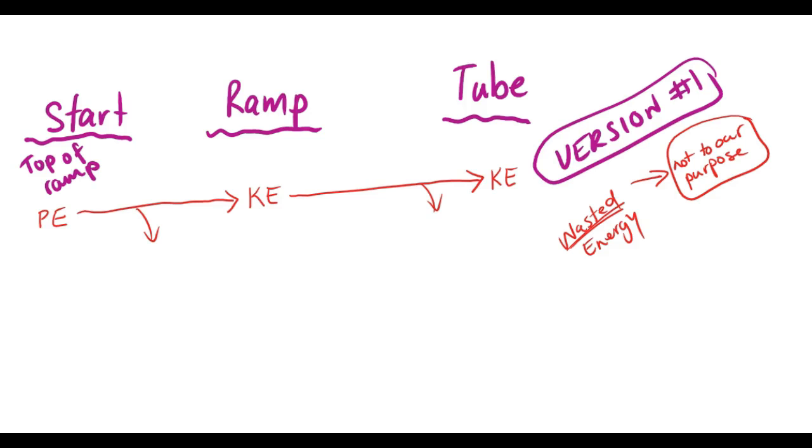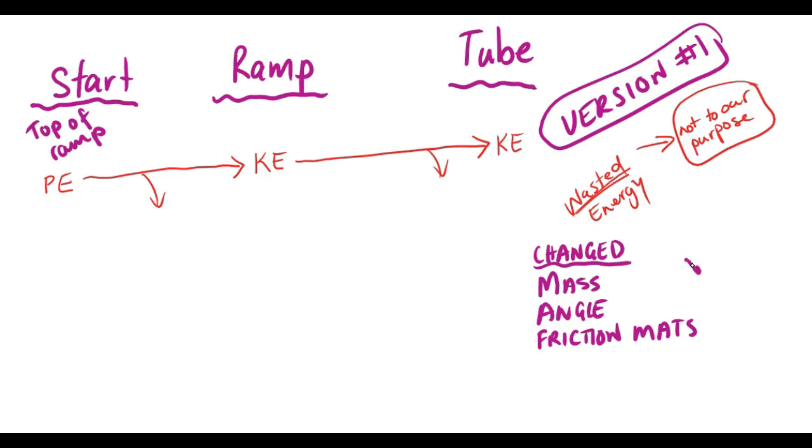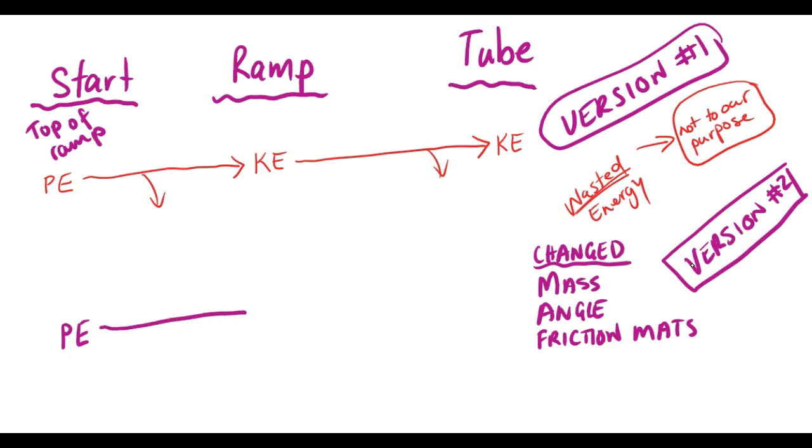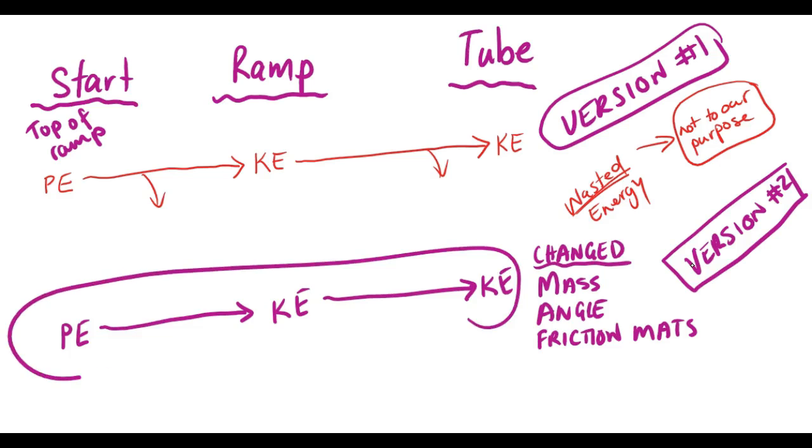However, we then went and changed something. So for version 2, you were asked to then change something. You were asked to either change the mass of the marble, change the angle of your ramps, or change whether or not you had some friction mats in there. And version 2 then has to have its own little energy diagram. Now, you can actually either, in a different color, write over the first one that you had, so that you're clearly showing how it's changed it, or you can write this completely afresh. We don't mind. But you need to now talk to me about how your change actually changed this diagram.